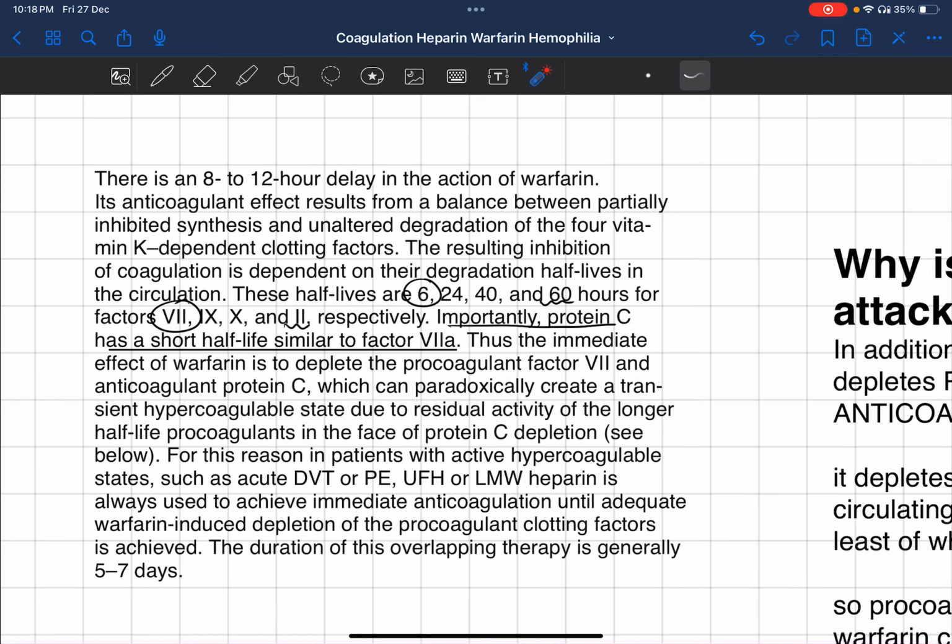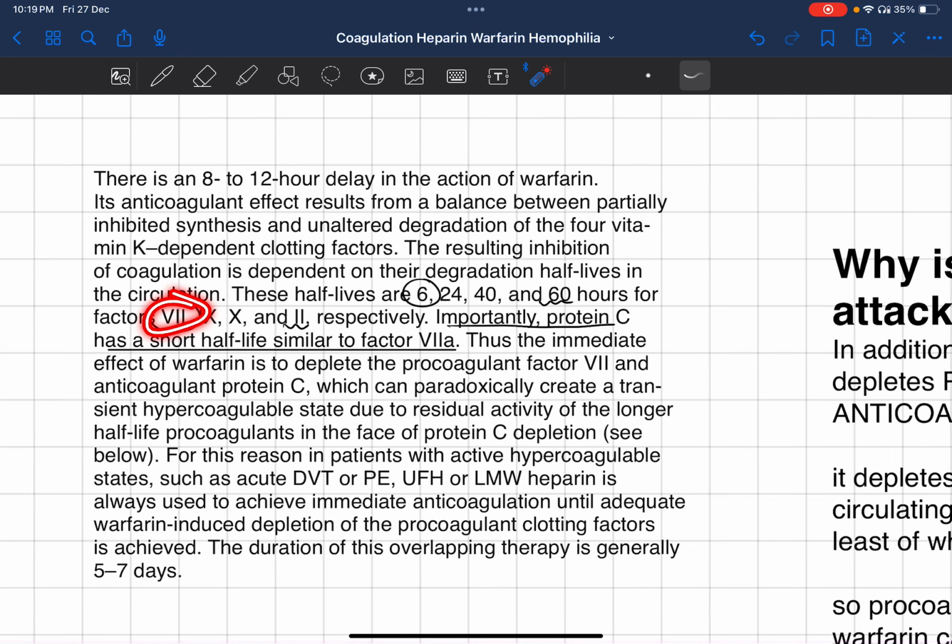Now imagine the body. It has all the inactive circulating zymogens in your blood. You gave warfarin. Now there is no more synthesis. All the things that were circulating are still circulating. They will be cleared by the liver, by the reticuloendothelial system. Somehow they will be cleared. It takes time. What are the half-lives? For factor 7, the half-life is 6 hours.